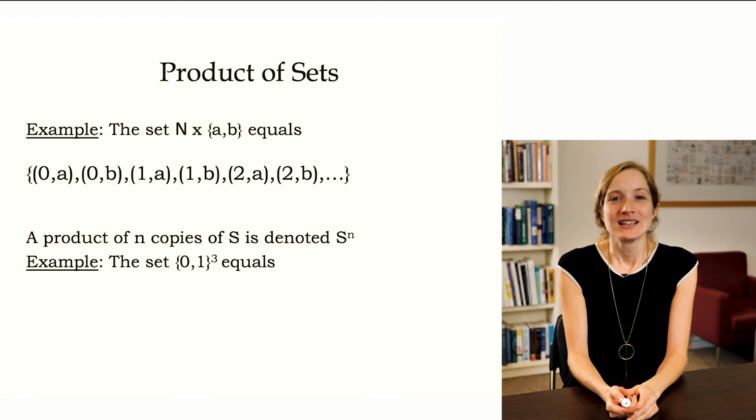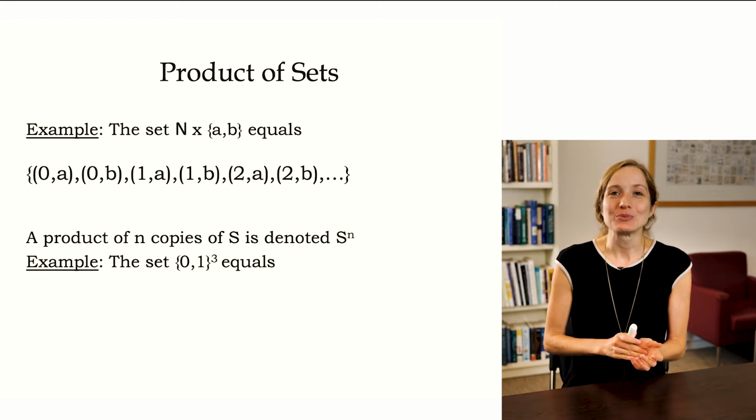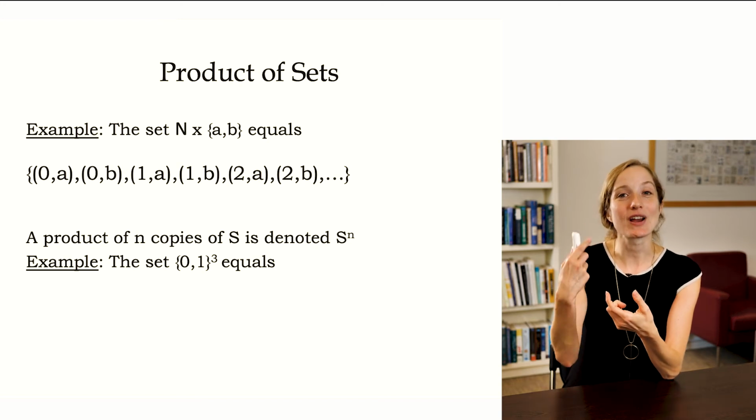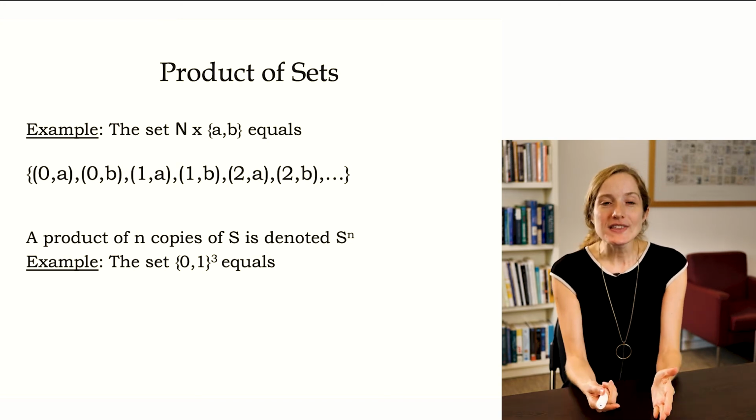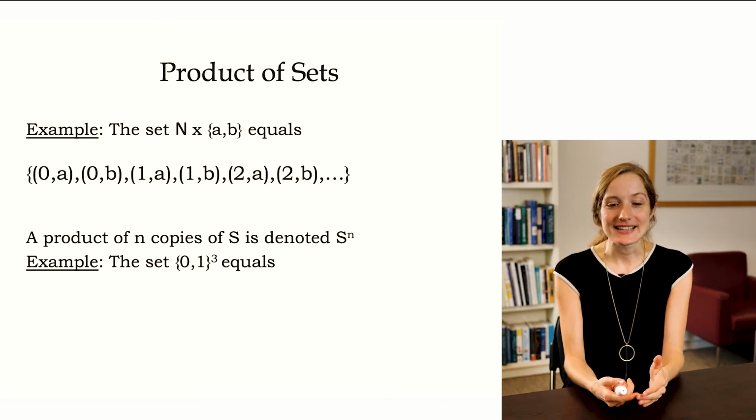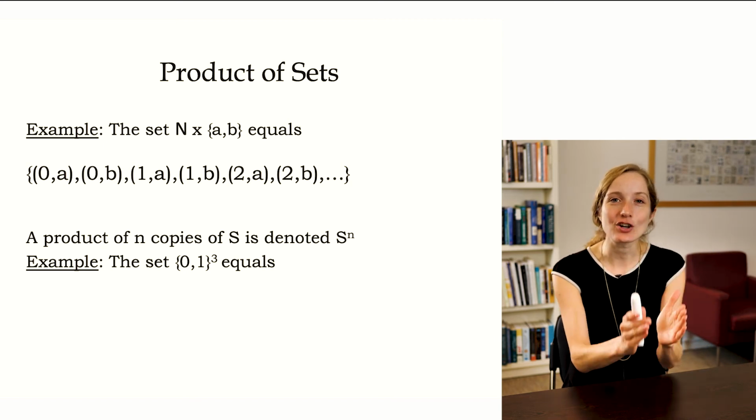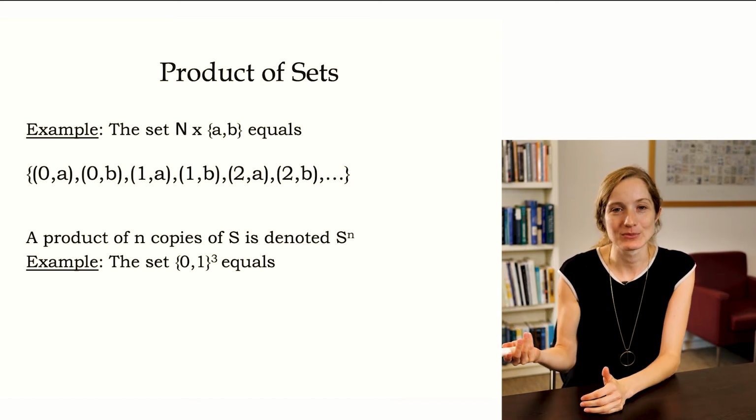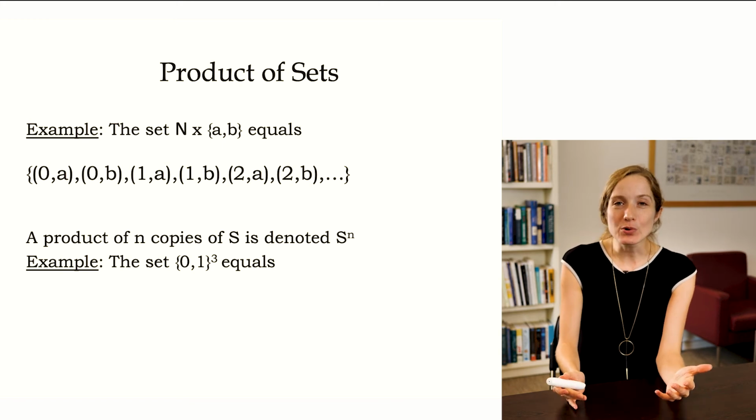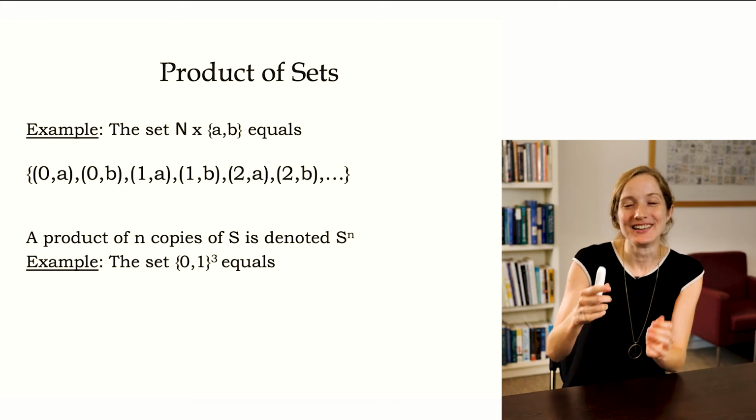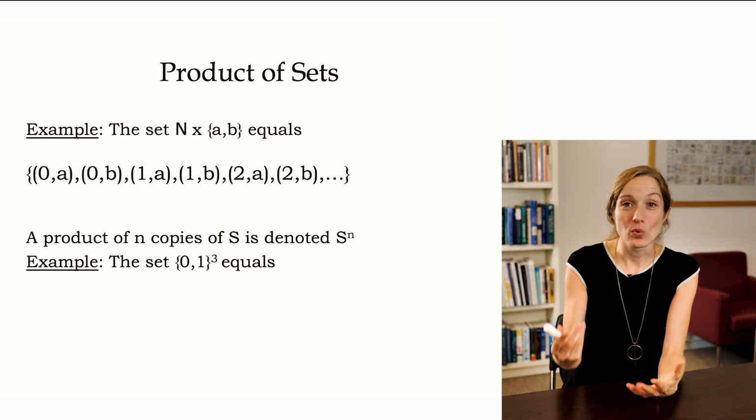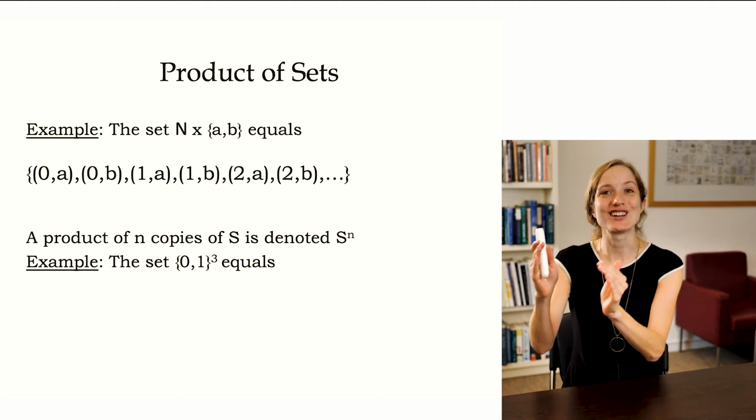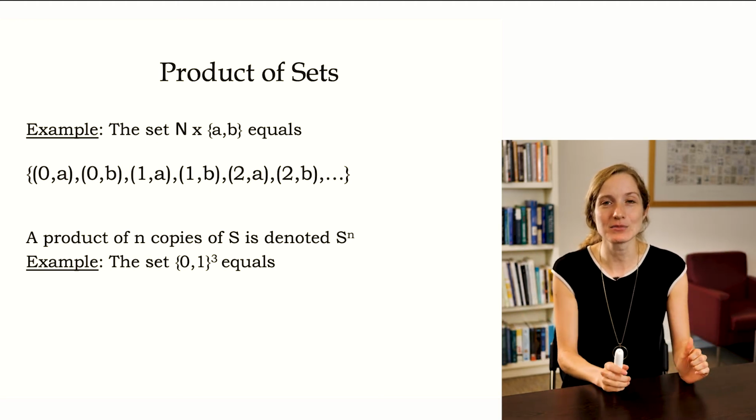One notational point here. If you ever see the notation of a set raised to a power, what this denotes is that you're taking the Cartesian product of that set with itself n many times. So for example, suppose that you see the set {0, 1} raised to the 3. What is that? Well, this means {0, 1} cross {0, 1} cross {0, 1}. I've got it 3 times.